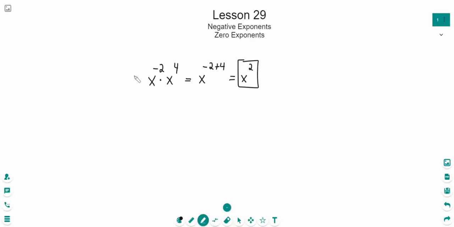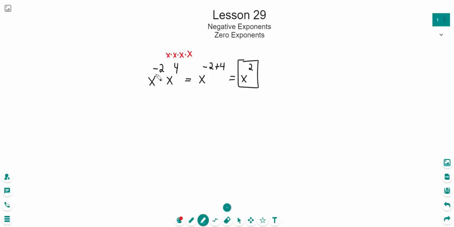But if we think back to this now and we ask, well, how did this work? All right, let's think about what this meant. So this x to the fourth, what does that mean? Well, it means x times x times x times x, right? Four x's being multiplied by each other. This x to the negative 2, well, what does that mean? And that's where we're going to have a little bit of trouble, perhaps.